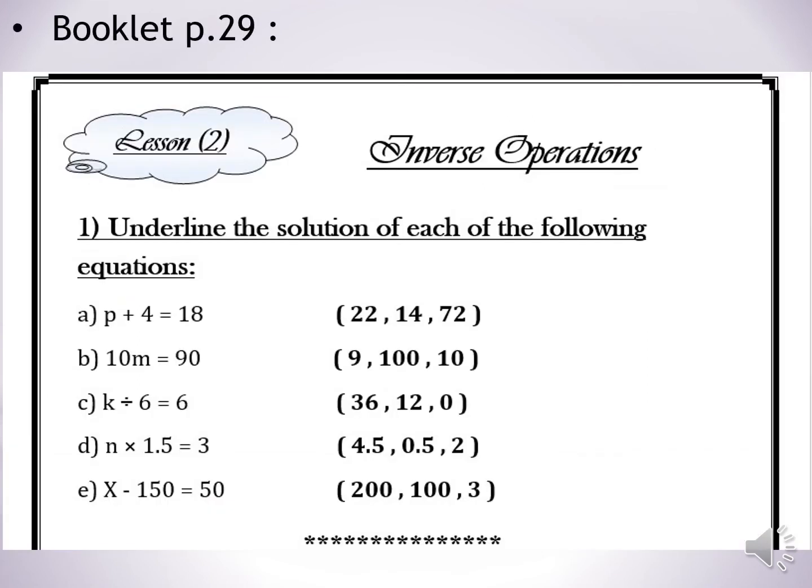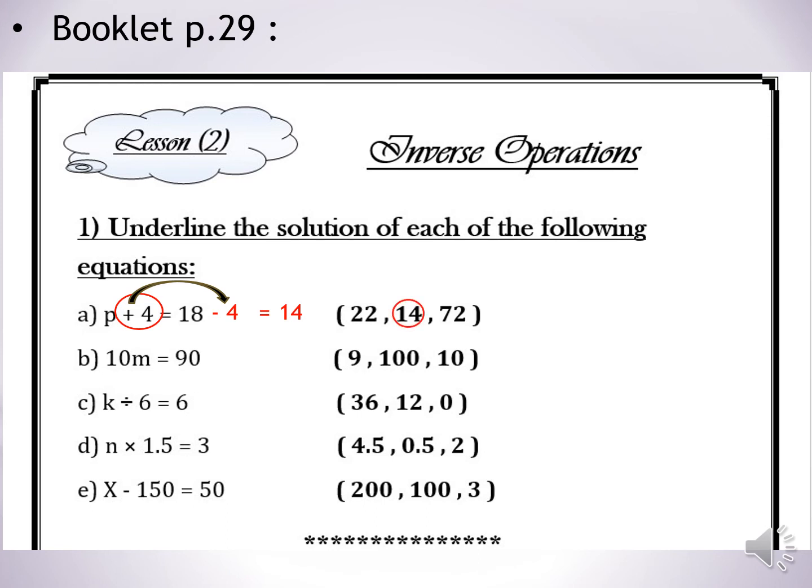Booklet page 29. Inverse operations. Number 1, underline the solution of each of the following equations. In letter A, I have p plus 4 equals 18. Send the number to the other side with the opposite sign. So it will be minus 4. 18 minus 4 equals 14, so p equals 14.